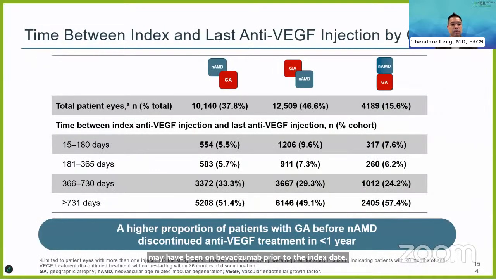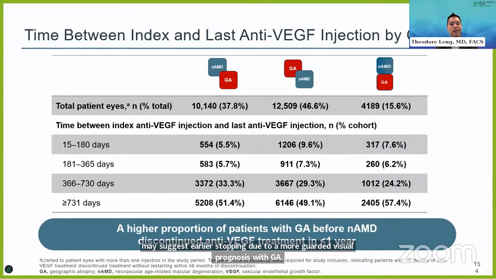In the analysis of treatment patterns, we looked at the length of anti-VEGF treatment in all the cohorts. Most eyes had more than 2 years of treatment. There were differences in discontinuation in the first year between the 3 cohorts, as you can see here. It ranged between 11.2 and 16.9%. This may suggest earlier stopping due to a more guarded visual prognosis with GA, as reflected by earlier stopping with concomitant diagnoses, and even more when GA existed longer.